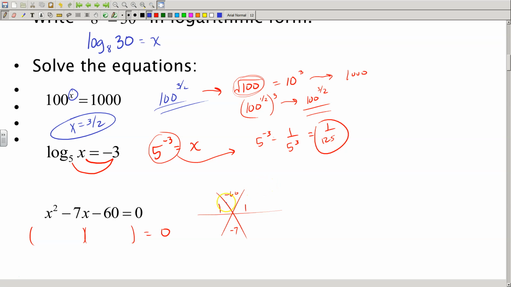So think about 12 times 5. 12 times 5 is 60. It needs to multiply to -60, so I have to make one of those negative, and I'm going to choose 12 to be negative. So -12 times 5 is -60, and -12 plus 5 is -7. So therefore, I can factor this as x minus 12 and x plus 5. Once I have that factored, I could use the zero product property, and I can state that x is going to be equal to 12 or x is equal to -5.